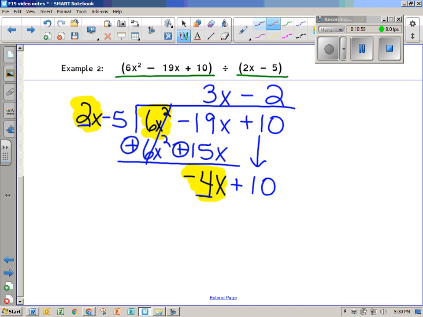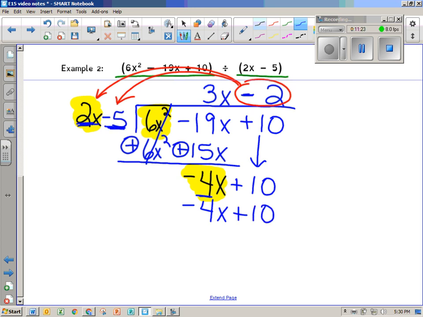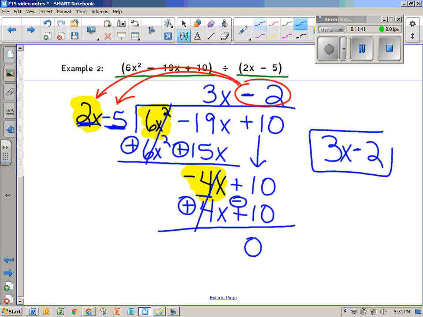So now we're going to multiply that minus 2 times both of these and write it right underneath. So negative 2 times 2x will be negative 4x. Negative 2 times negative 5 is positive 10. Draw your line, change your signs, and combine. Negative 4x and positive 4x is 0. Positive 10 and negative 10, 0. So our quotient is 3x minus 2. No remainder.